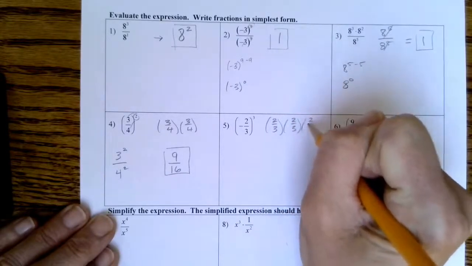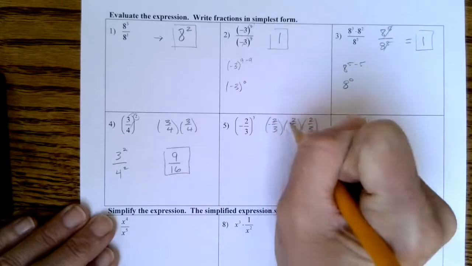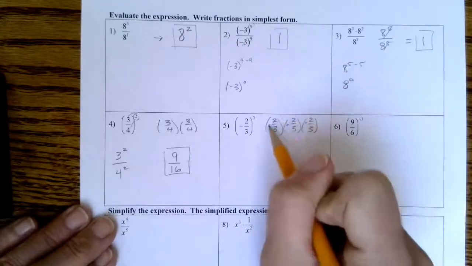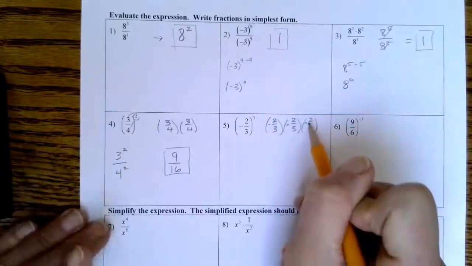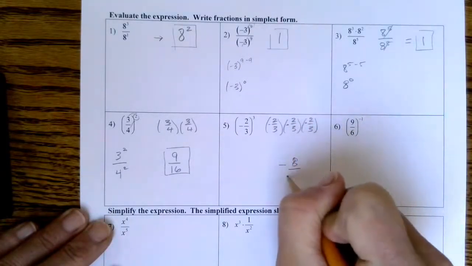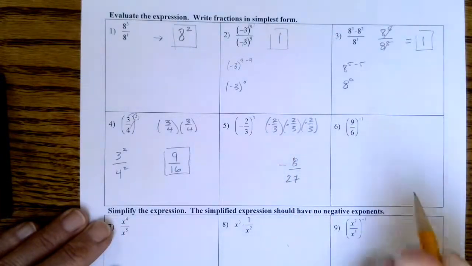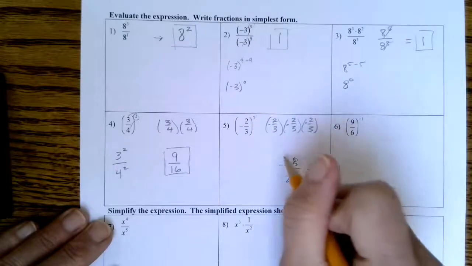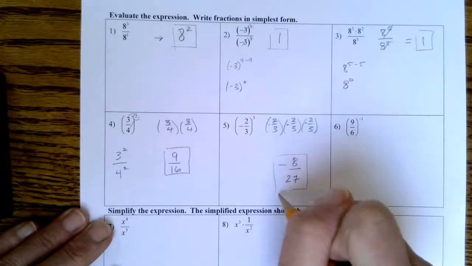So this is telling me 2/3 is a factor 3 times. So check out that negative. A negative times a negative is a positive, times another negative, so I know my answer is going to be a negative value. So 2 times 2 times 2 is 8. 3 times 3 times 3 is 27.